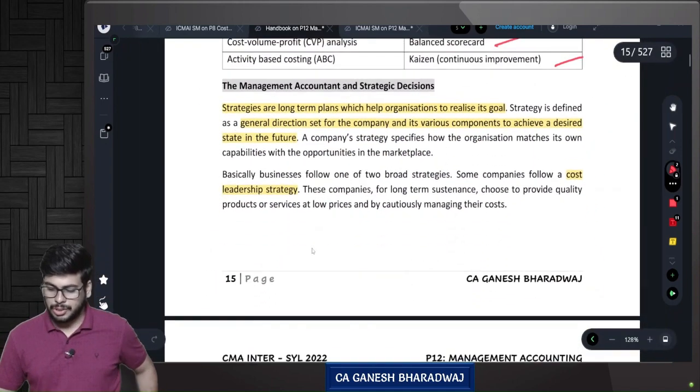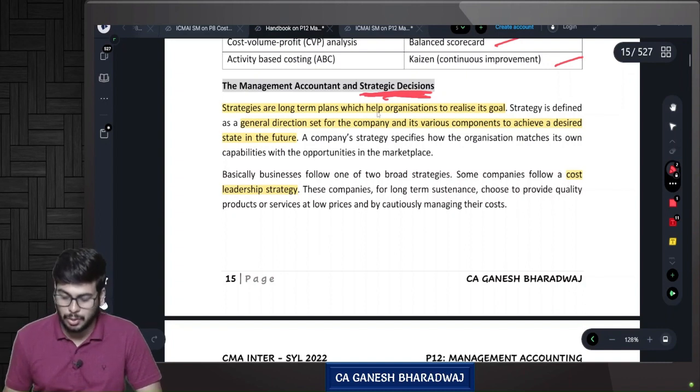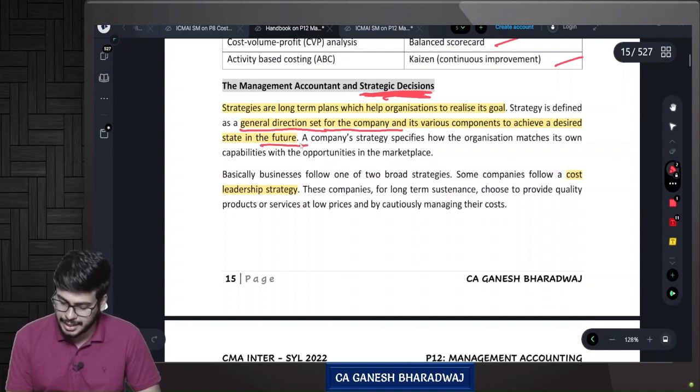Yes. And of course, if you look at this, the focus is now on strategic decisions and value creation. Strategies are long-term plans which help an organization realize its goals. And of course, it's defined as a general direction set for the company and its various components to achieve a desired state in the future.